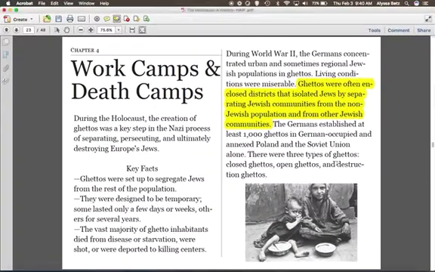Let's add some additional information. Let's put there were at least 1,000 ghettos in German-occupied, annexed Poland and Soviet Union, and that there were 3 types: closed, open, and destruction.